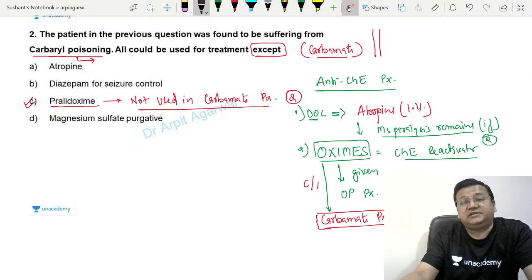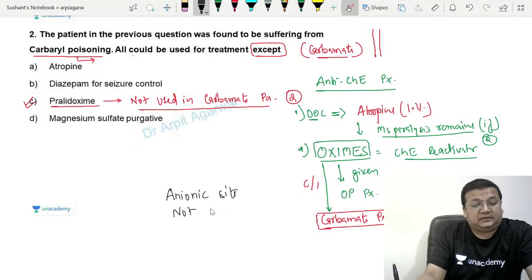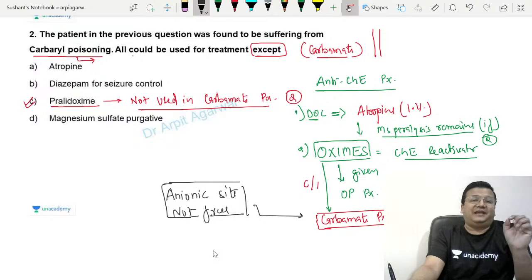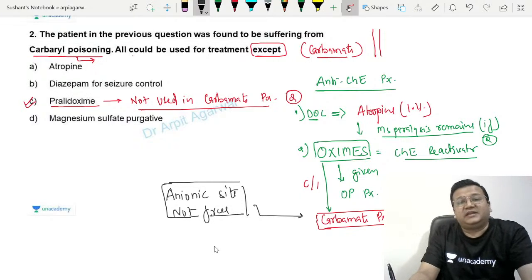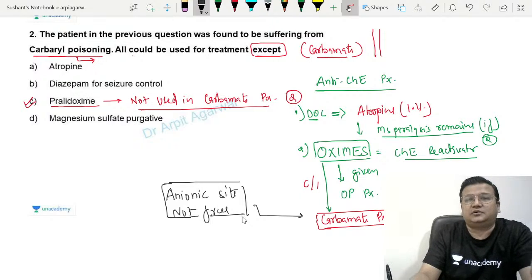Why? What is the reason? Because you will say anionic site. Anionic site is not free in carbamate poisoning, and oxims bind to the anionic site. So the simple reason you have to keep in mind: the anionic site of the enzyme is not free, which oxims need. Oxims bind to the anionic site of the cholinesterase that is not free.